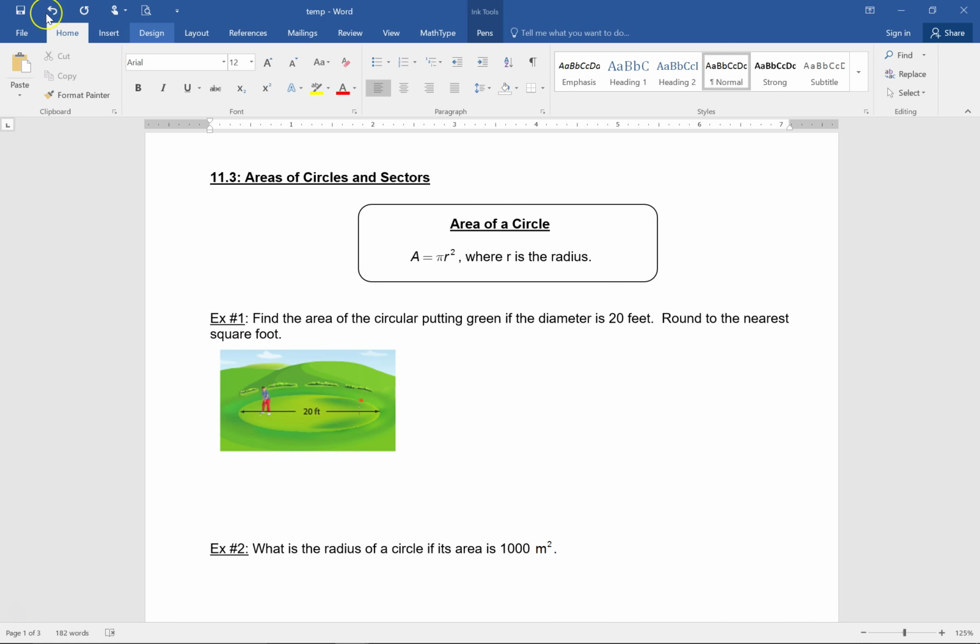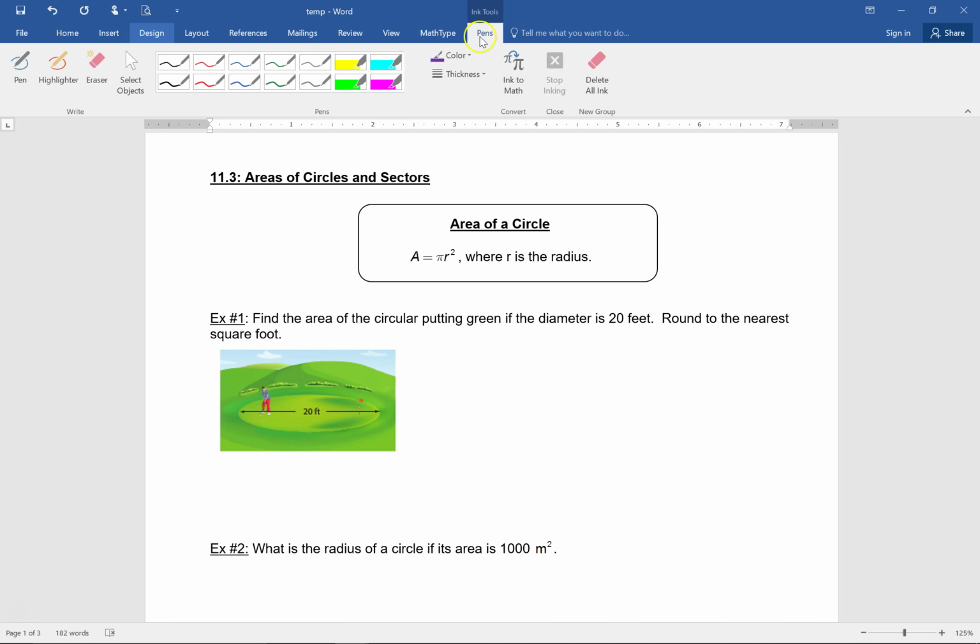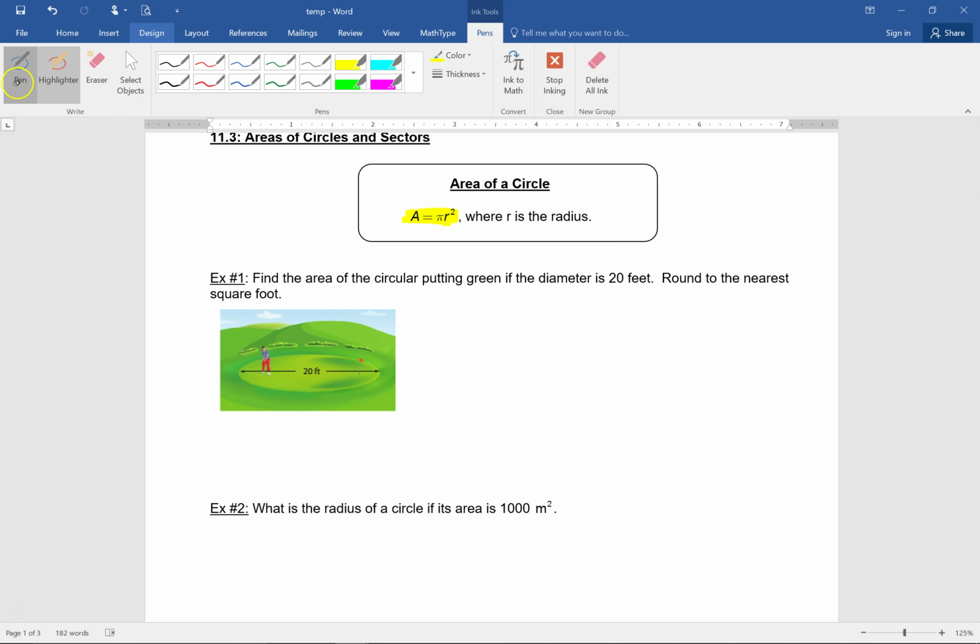All right, so circles are the next thing we're talking about. The formula for the area of a circle, you already know, is pi r squared, and r is the radius. The first example here is the area of the circular putting green. If the diameter is 20 feet, so just be careful what you're given, and it says to round to the nearest square foot. If the diameter is 20 feet, then the radius is 10 feet.